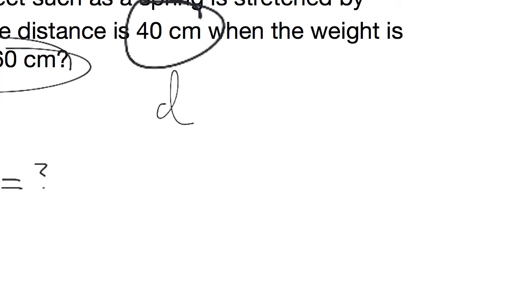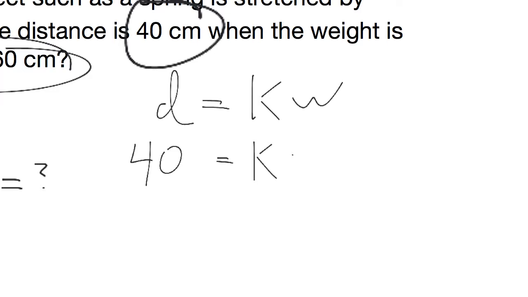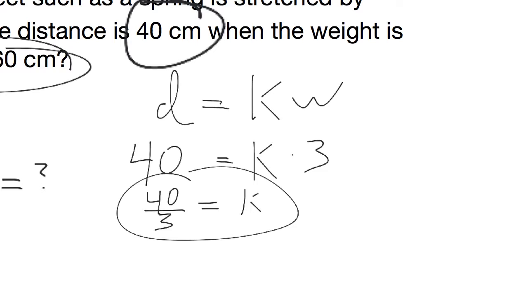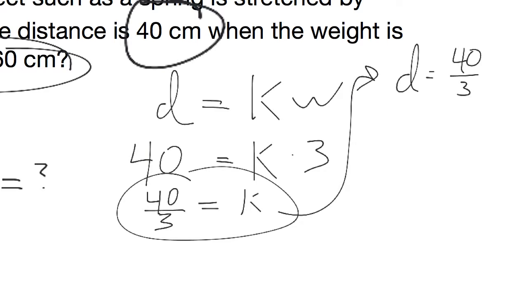Let's figure it out. Our equation is d equals kw, and we know the distance and we know the weight. In one example, that's 40 centimeters equals k times 3. Solving for k, you get 40 over 3 equals k. That's the value of k for this particular spring. We're going to use that in another equation. Let's change out the weight, but we know now that the k value is equal to 40 over 3.